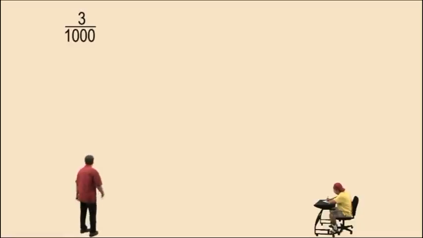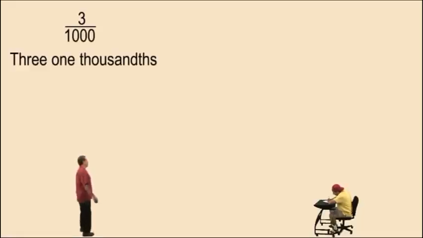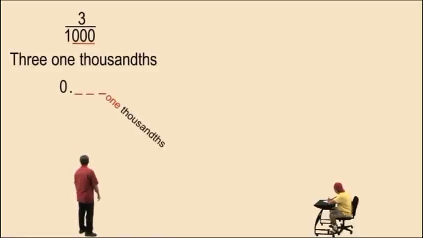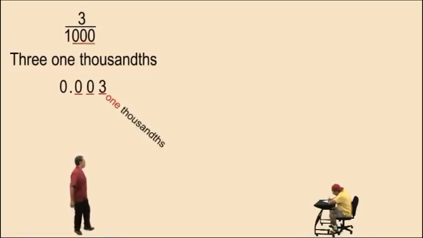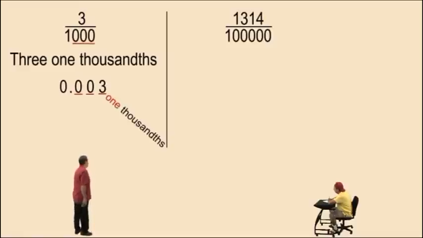Let's do another one. 3/1000. That fraction is said correctly, 3/1000. Notice if we count the zeros in the denominator, we have three of them. That means our decimal representation will have three decimal place values with our rightmost place value as the thousandths place. How many thousandths do we have? Three of them. And here we need two zeros for a placeholder. And how do you say that decimal correctly? 3/1000ths.